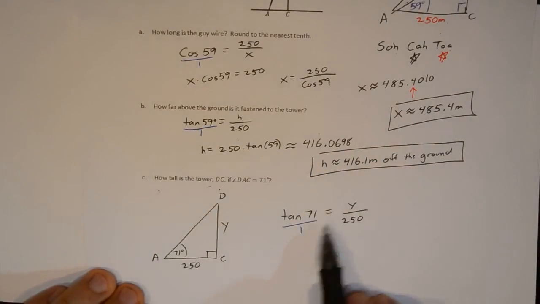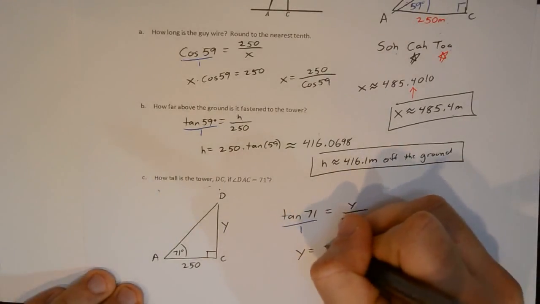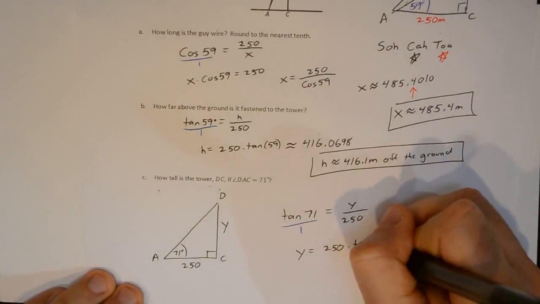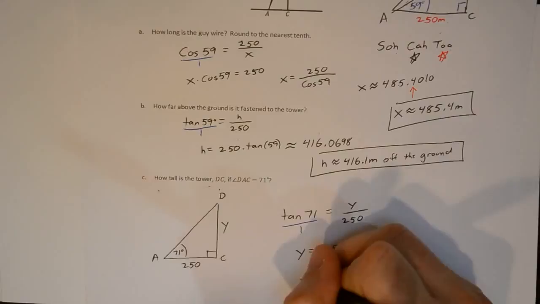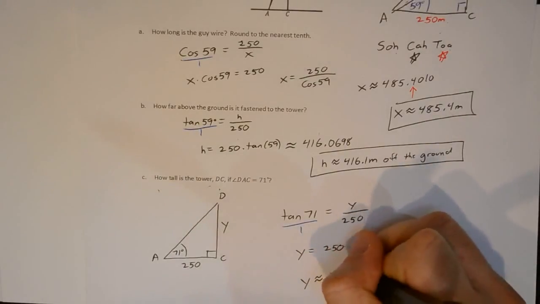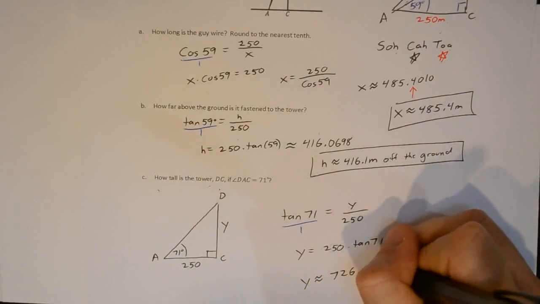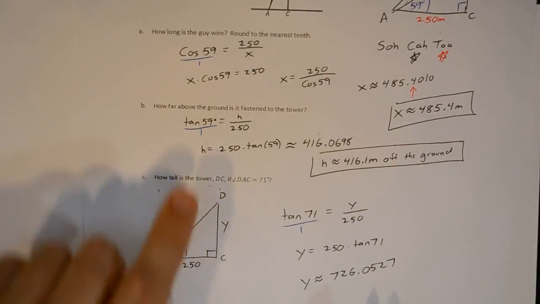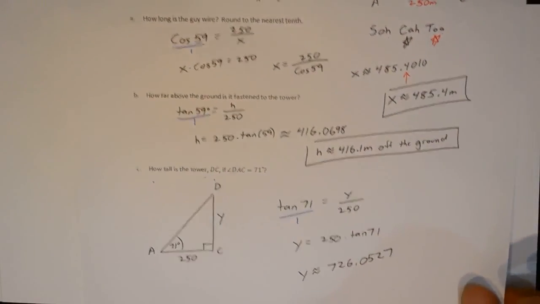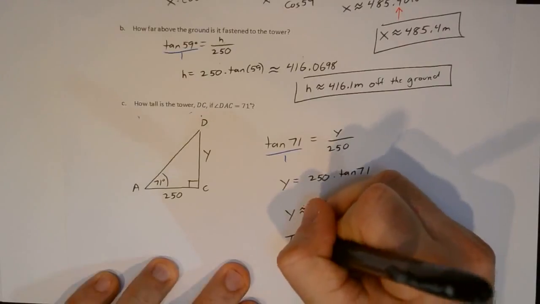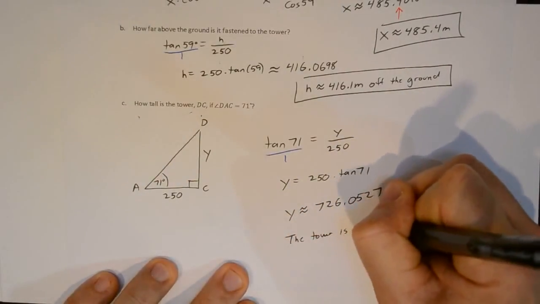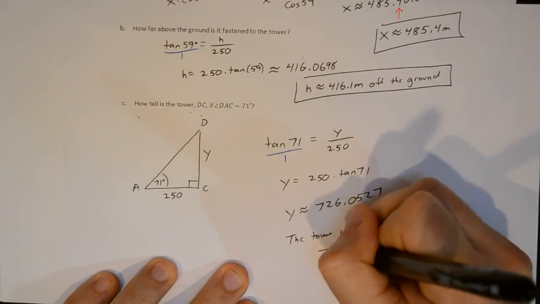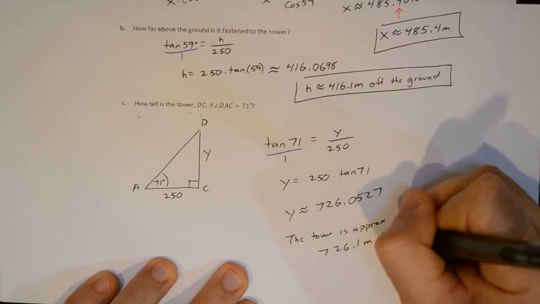Cross multiply, you get 1 times Y, or just Y, equals 250 times the tangent of 71. And at that point, you'll want to go to your calculator and type in 250 times the tangent of 71, and you get Y as approximately 726.0527. So again, I'll stick with the same nearest tenth since they haven't mentioned a new rounding to me, and I'll say the tower is approximately 726.1 meters tall.